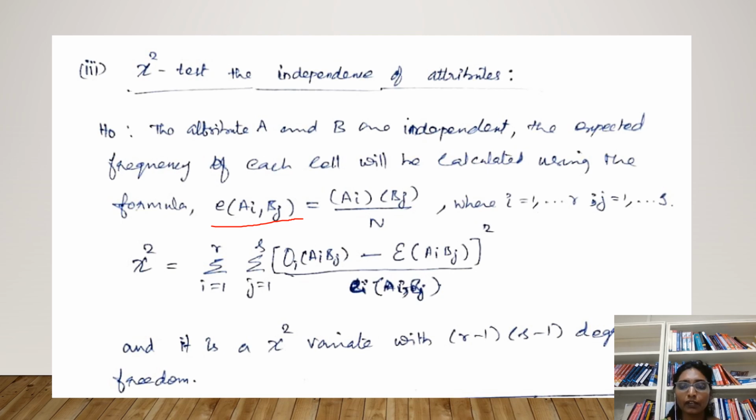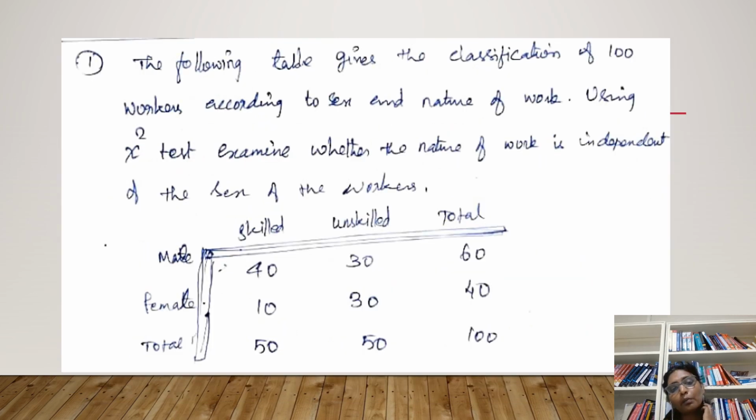The degrees of freedom is equal to, there are two data, one row wise and another column wise. So this is R minus 1. The column I mentioned here is S, but you can use C, that is no problem. So C is the column minus 1. So (R minus 1) times (C minus 1) is the degrees of freedom for the problem. So we move on to the problem now.